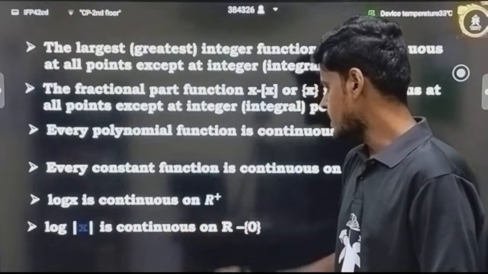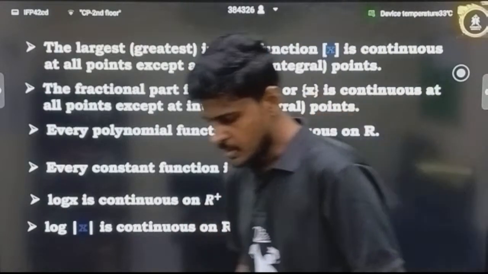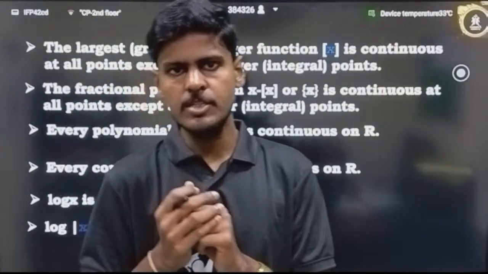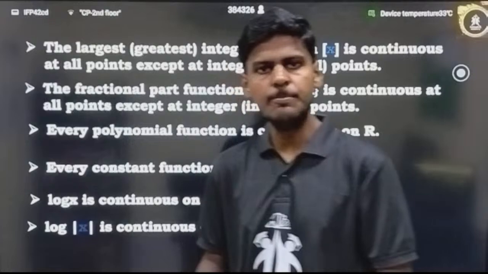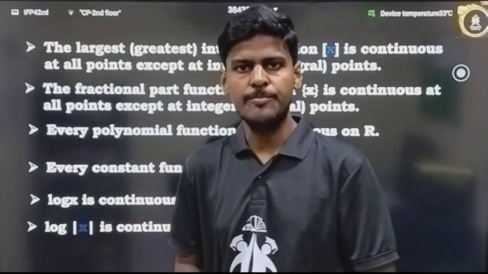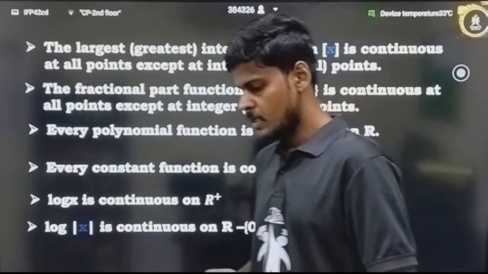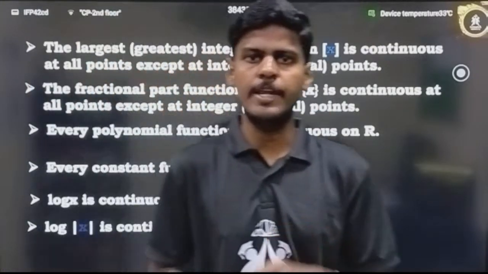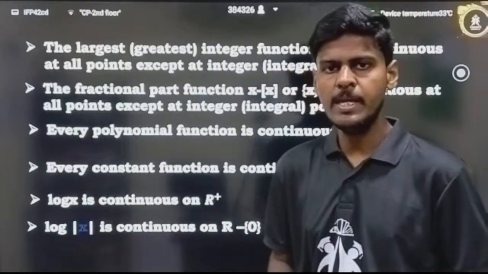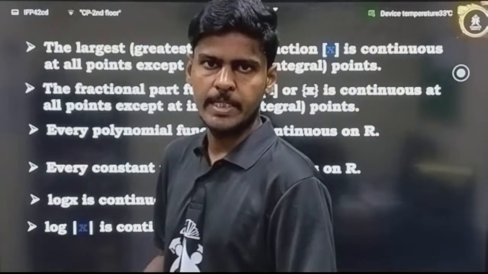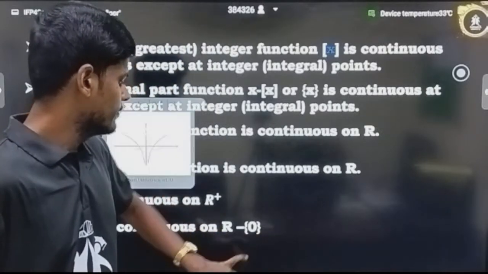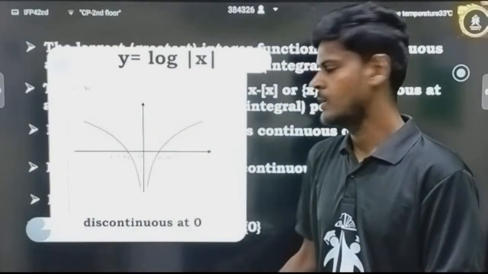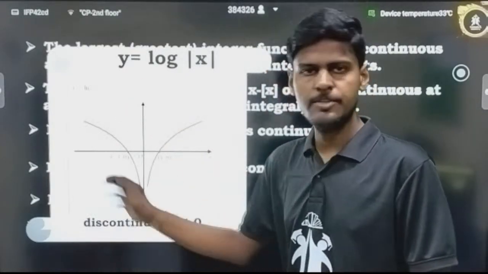Log of mod x is continuous on all real numbers except 0. Because mod x is always a positive quantity, but mod 0 is 0 and log 0 is undefined. So except 0, we have log of mod x defined on all real numbers. Therefore, when x approaches 0, log of mod x approaches minus infinity. From the graph we can observe, log of mod x will be continuous except one point, that is 0. This is the graph of log of mod x. So except at 0, it is a continuous function.